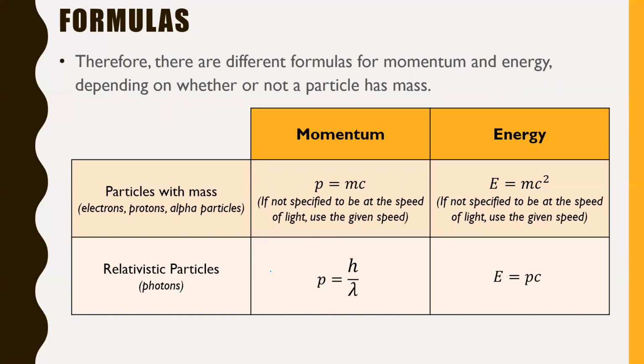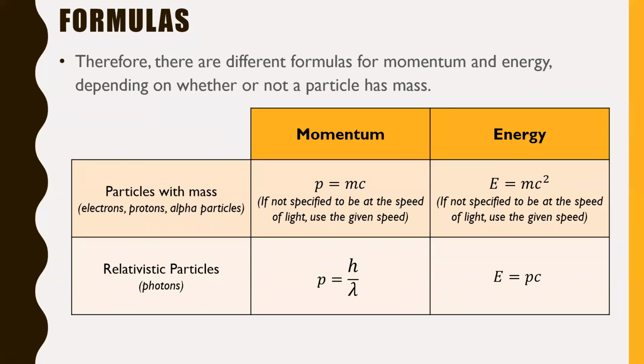So this chart, it'd be a really good idea to jot this one down into your notes. If you have the printed note booklet, it's in there, but this is a really useful chart for sure. It breaks down momentum and energy. For particles with mass, so things like electrons, protons, and alpha particles, your momentum is the same old, same old. It's p equals m times c.